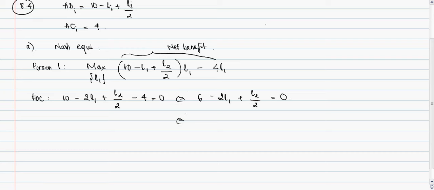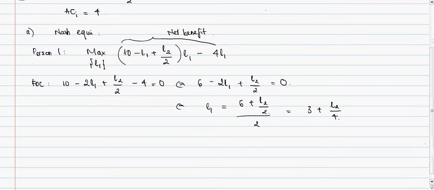Now remember, the thing I want to find is L1, so I would like to express L1 as the subject. That will give me L1 equal to, if I move everything that doesn't include L1 to the right hand side of the equation, 6 plus L2/2, and I want to divide everything by 2 because I want to find L1. So if I simplify this, I will get 3 plus L2/4.